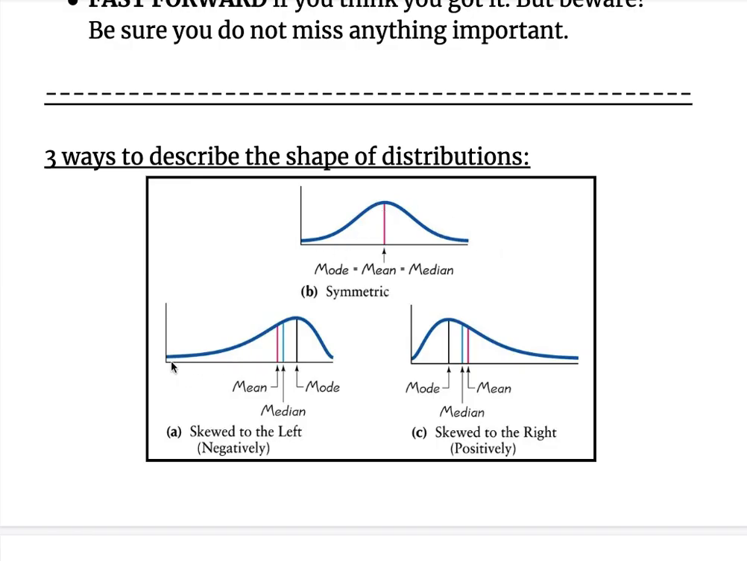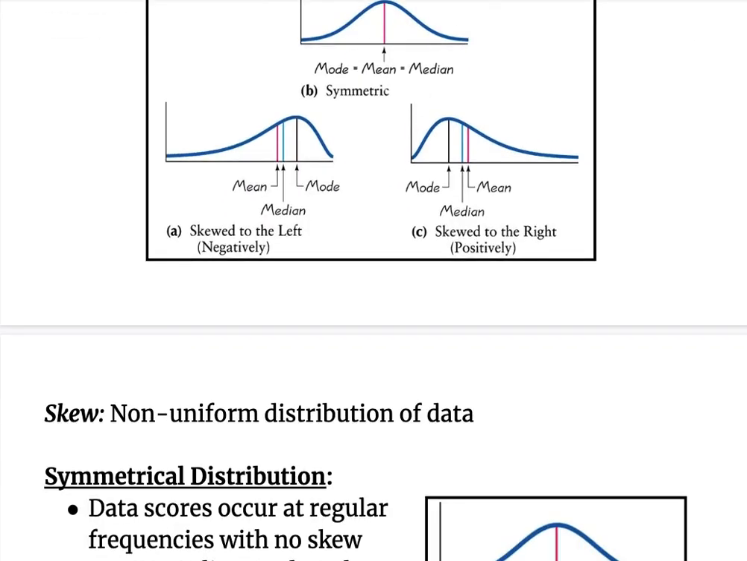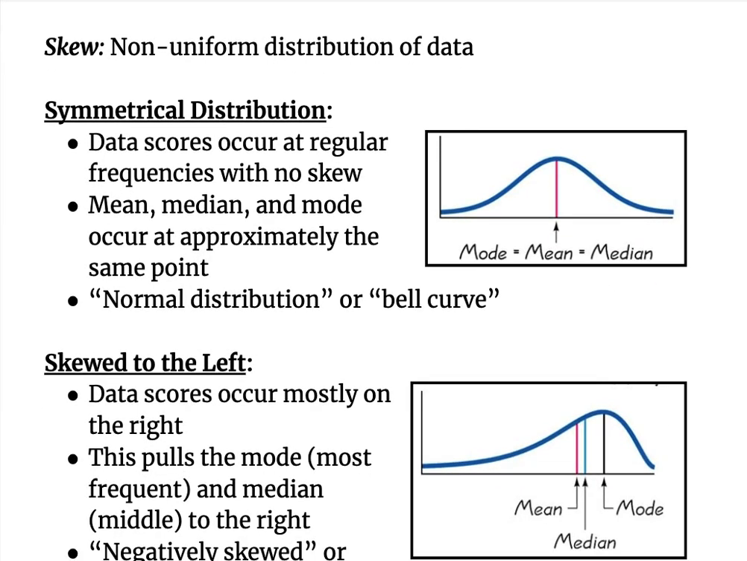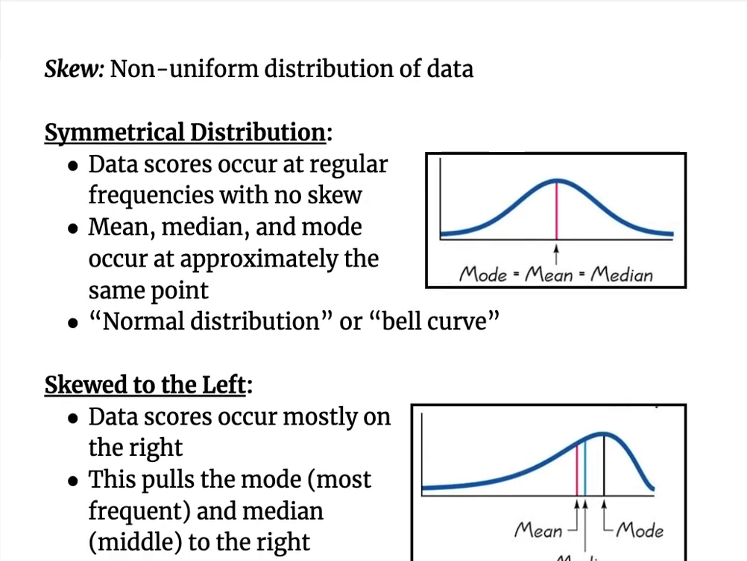Skewed to the left means the tail is on the left. Skewed to the right means the tail is on the right. So we'll talk more about that. You're probably noticing that I'm using the word skew. Skew just means a non-uniform distribution of data. So when we say uniform, we mean the symmetrical distribution. So symmetrical distribution is our basic one. Most data, if it's symmetrical, will look like this symmetrical distribution.